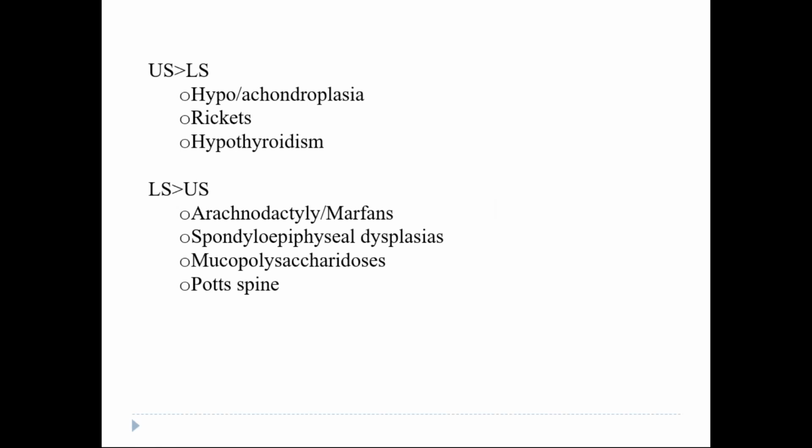There can be a disproportion between upper segment and lower segment. It can be in rickets, when the upper segment is more. In hypothyroidism, the upper segment will be more. In achondroplasia, the upper segment will be more. In arachnodactyly, spondyloepiphyseal dysplasias and mucopolysaccharidosis, the lower segment will be more. In Pott spine, the lower segment can be more.